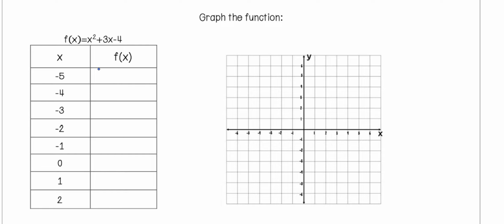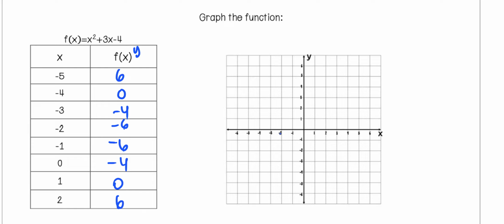So the first thing I want you to do is pause the video and figure out all of your y values, or f of x values, for the function f of x equals x squared plus 3x minus 4. Plug in -5, get your answer, and then plug in -4, and so on. Press play when you're ready to check. Our values that we end up getting are 6, 0, -4, -6, -6, -4, 0, and 6. You'll notice that they repeat each other here.